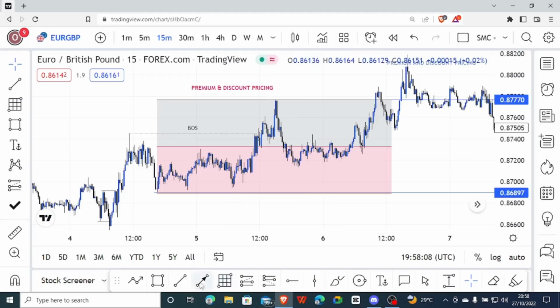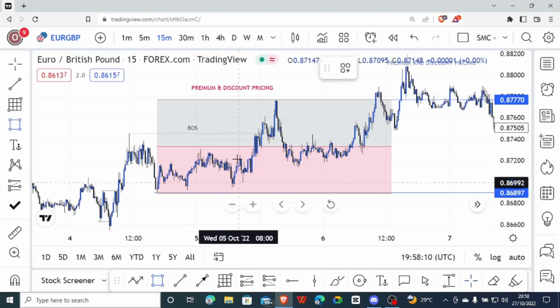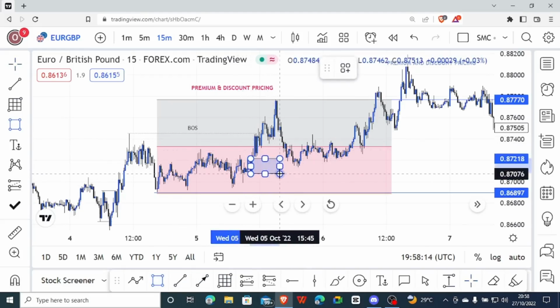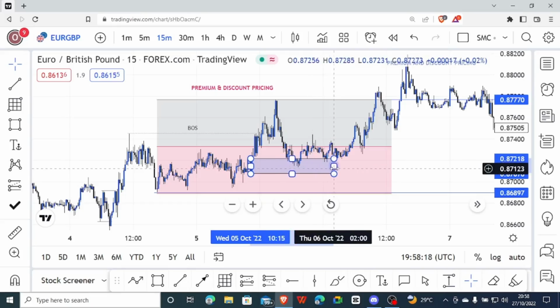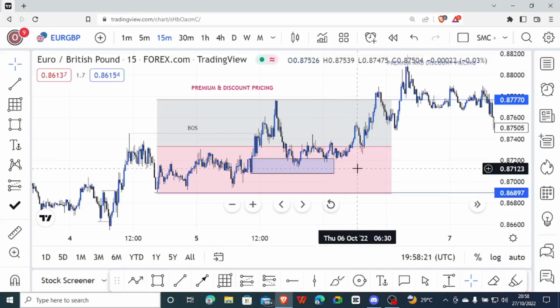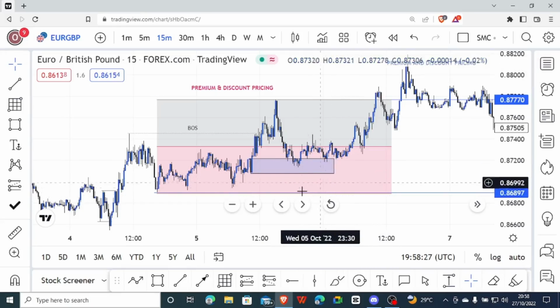Now, where is your OB here? This is your OB, guys. It's a simple concept but very powerful. This is your OB here. Can you see this? If you drag it out, you can refine it on your lower time frame. That's your OB.